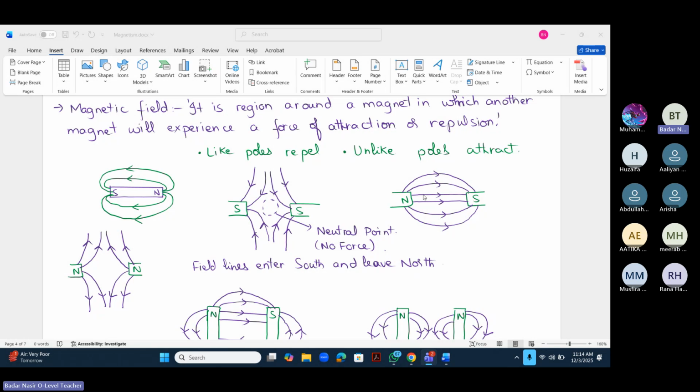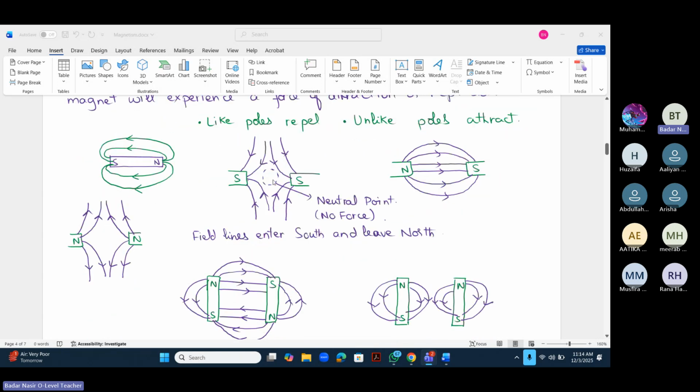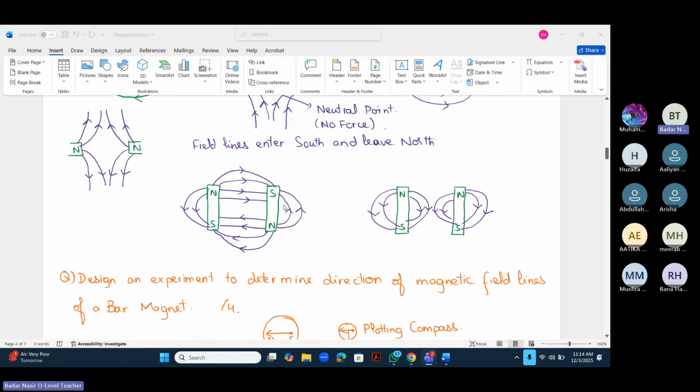So you can see that in the middle the field lines are uniform, but at the edges, the field lines are curved. Or if you place 2 like poles, they repel, and a region is produced in the center, which is a neutral point, or a no force region. By no force region, it means that if you place another magnet inside the region, it will experience no force of attraction or repulsion.